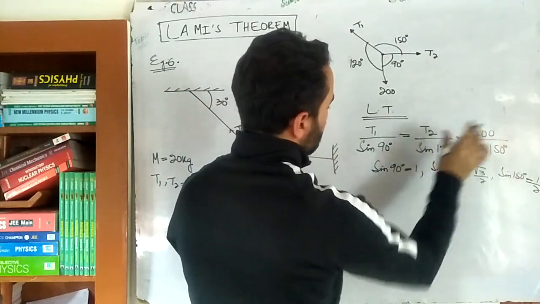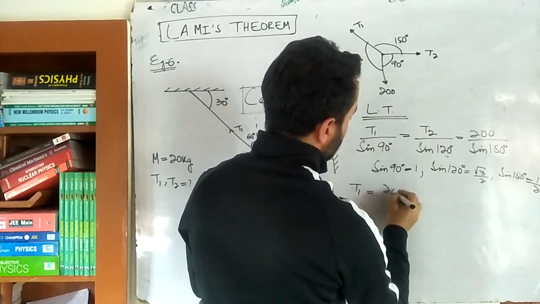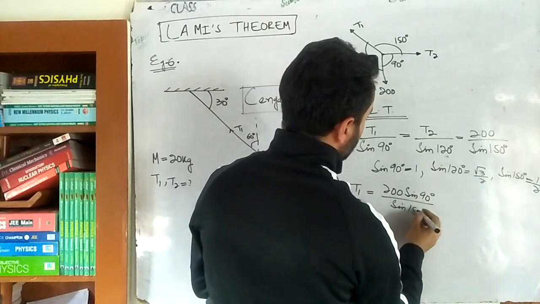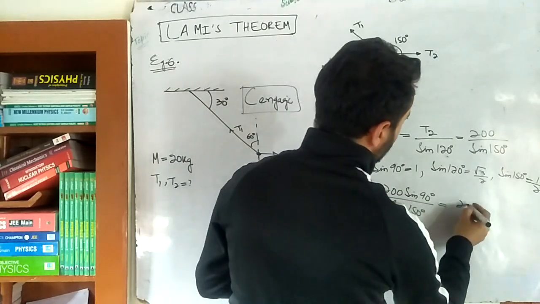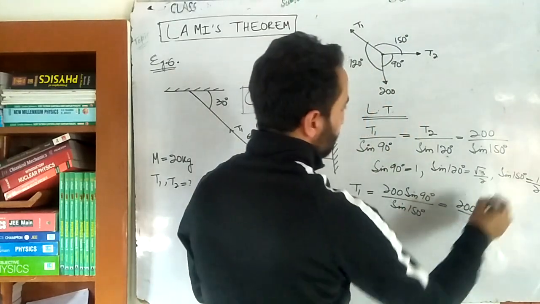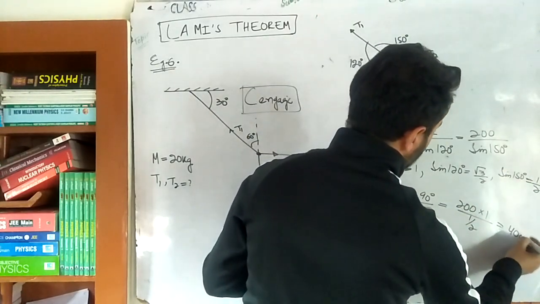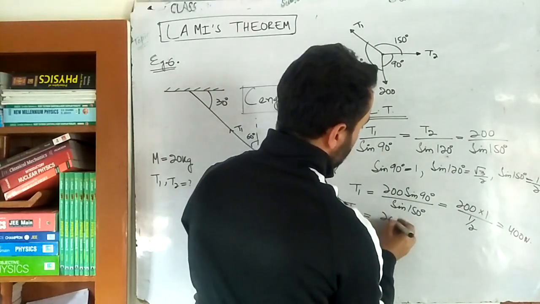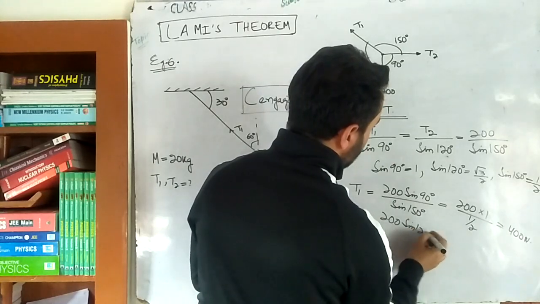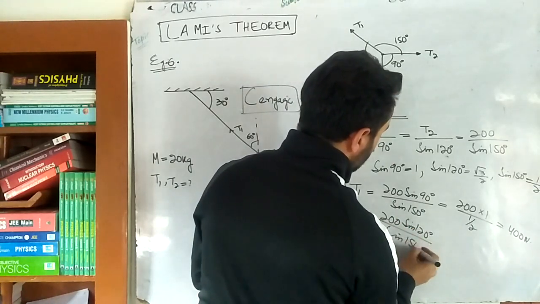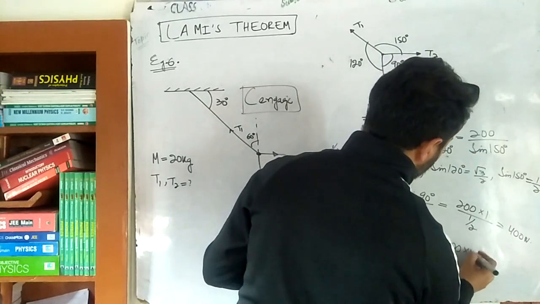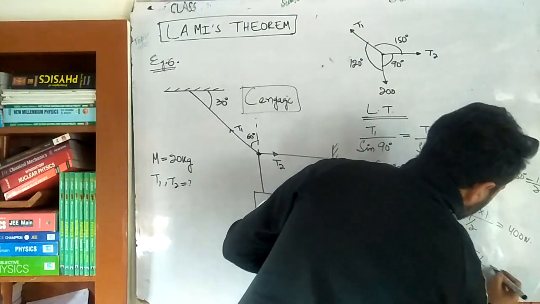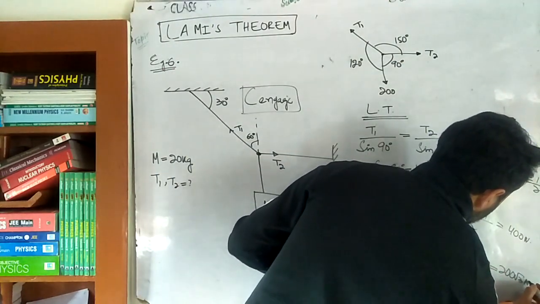Then equate the first term and third term. You can calculate T1, that's equal to 200 multiplied by sine 90 degree divided by sine 150 degree. I'm sure you can calculate from here. That will be 200 multiplied by 1 divided by 1 by 2, so the answer is 400 Newton. Then to calculate T2, that's equal to 200 multiplied by sine 120 divided by sine 150. So 200 multiplied by root 3 divided by 2, divided by 1 by 2. 1 by 2 will cancel with 1 by 2. The answer will be simply 200 root 3 Newton.